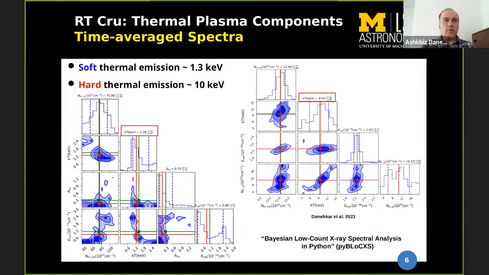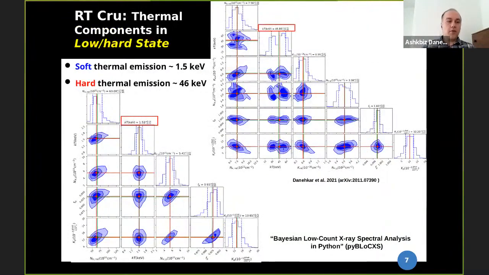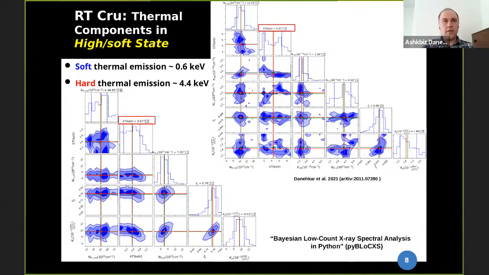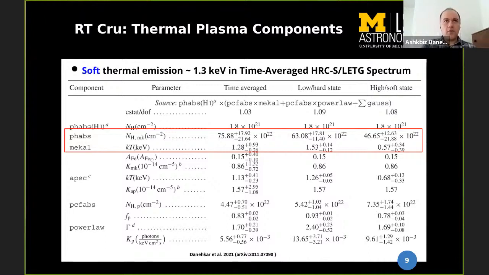As you see here, we find 1.3 keV for the soft component, but it was heavily absorbed by a column density of 75 times 10 to the power of 22. But the hard thermal component, which is around 10 keV, has a low column density. We did similar work for the low or hard spectra, and we find different components in soft and hard thermal emissions. We also did it for the high or soft spectra, and we also find different components in the high states.